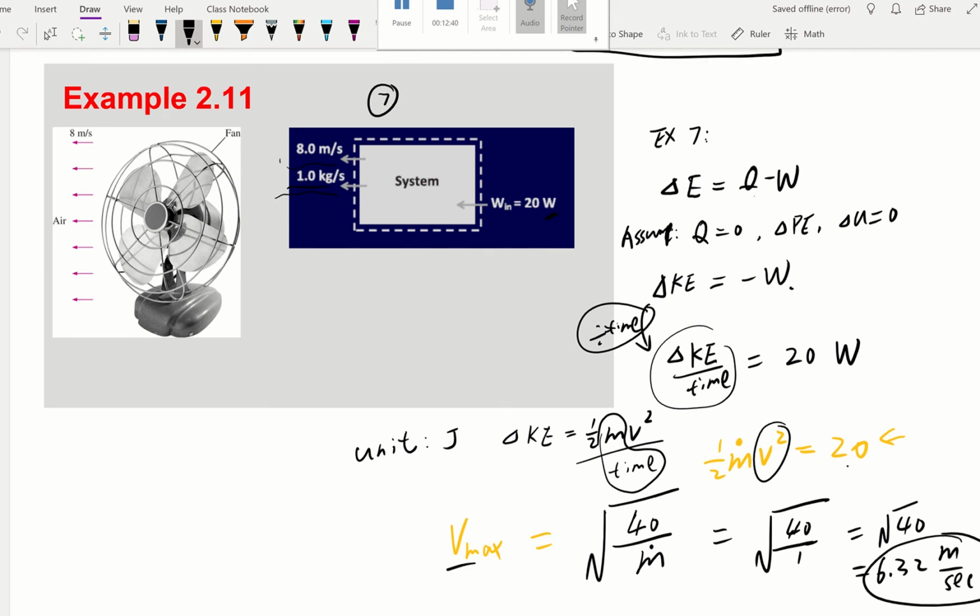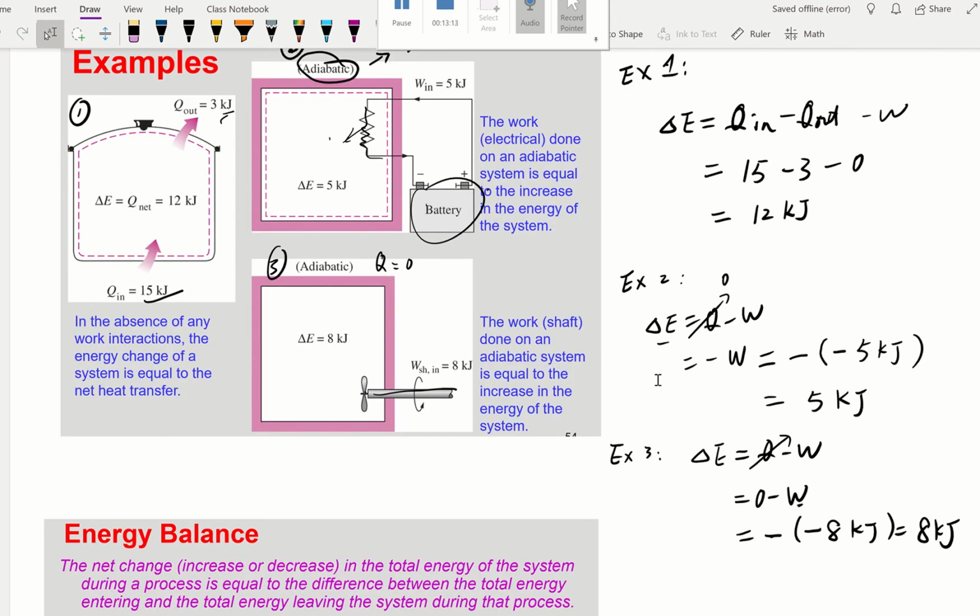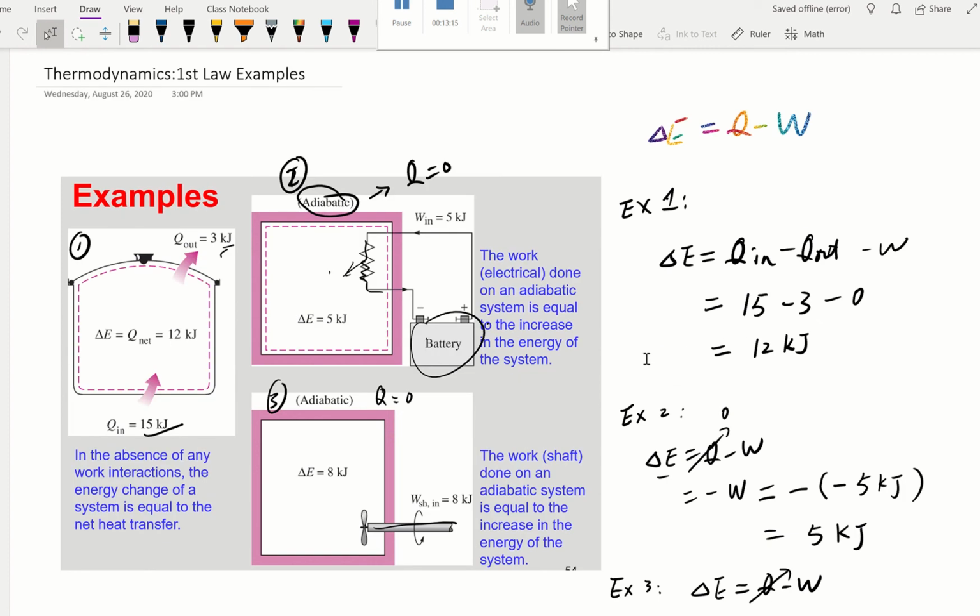And then we compare this number with this 8 meters per second. The maximum speed you could get is 6.32, and this person claims it's going to speed up to 8 meters per second. Is that possible? No. So this claim is not valid. And in order to do that, you figure it out using the first law of thermodynamics to make this evaluation. All right, hopefully you had fun through those examples of the first law of thermo. I'll see you next time. Bye.